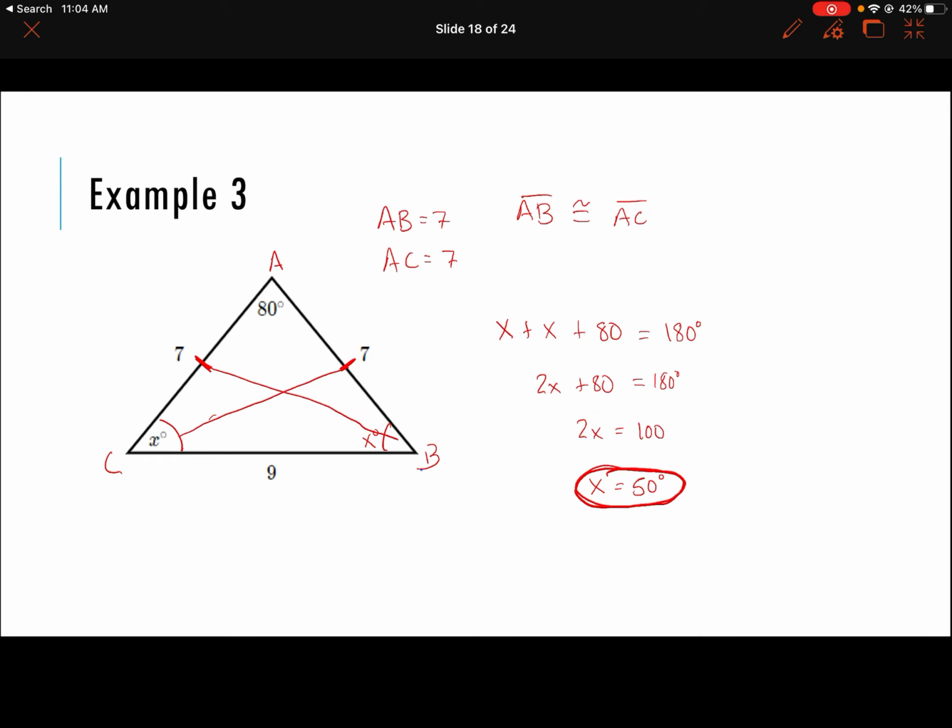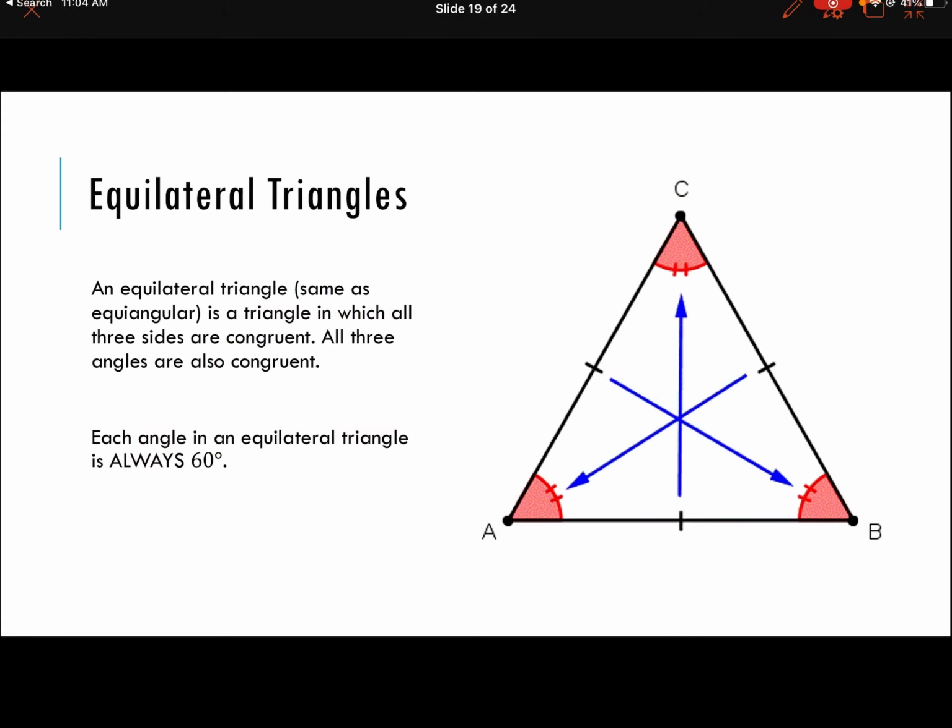Fantastic. All right, so that is how we solve an isosceles triangle, only given the vertex angle. I should have mentioned that. My apologies. 80 is the vertex angle because it's not across from one of the congruent sides, and these two angles are our base angles. So x and this other angle x are also our base angles.